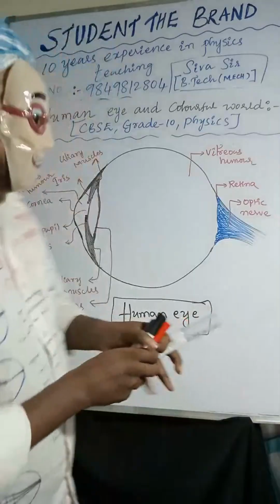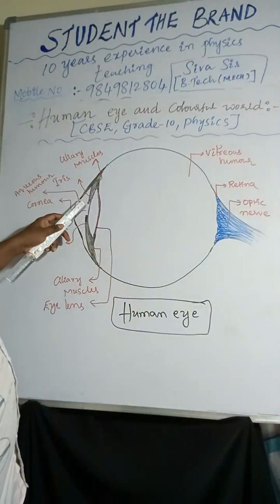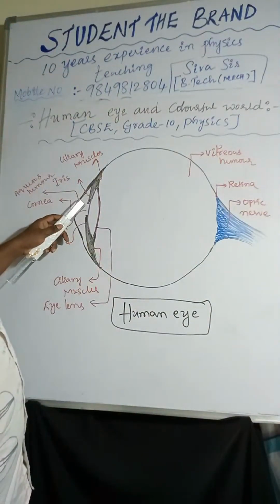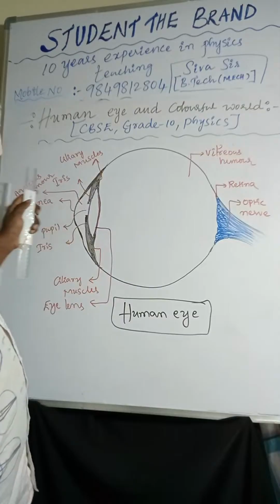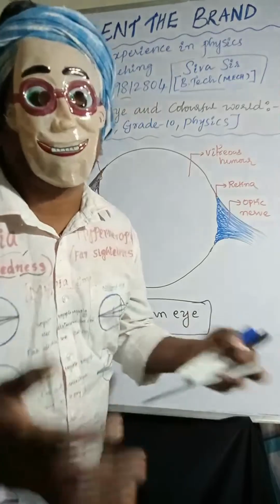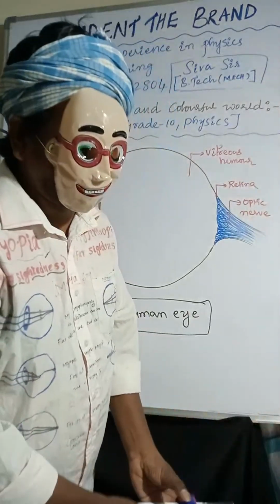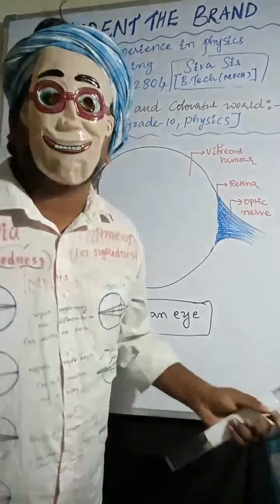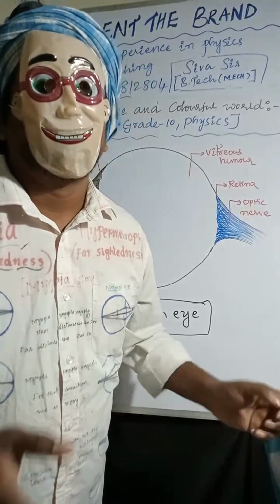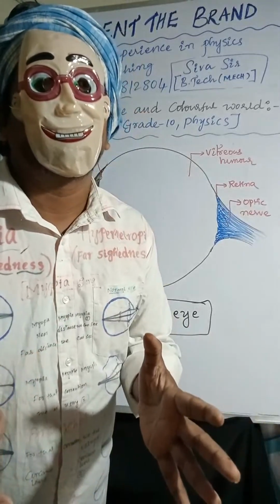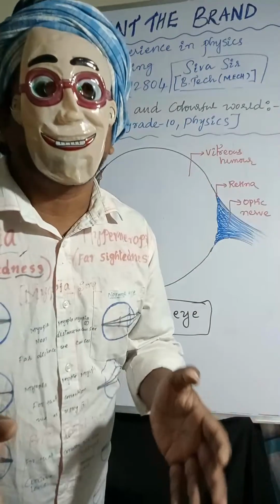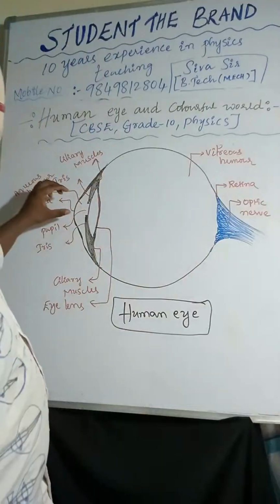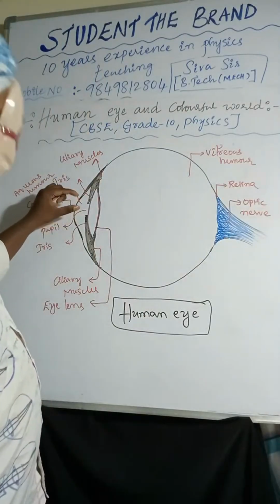So this is the pupil. This gap is called the pupil. Pupil will control the amount of light entering into the eye.